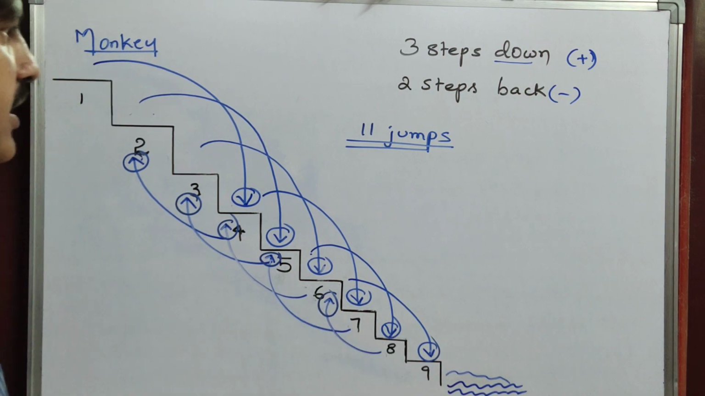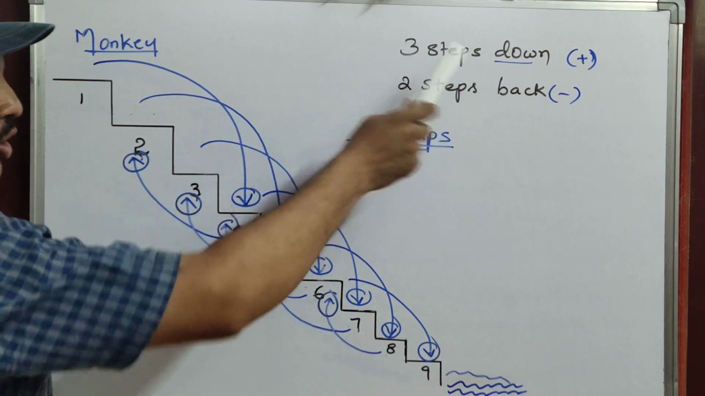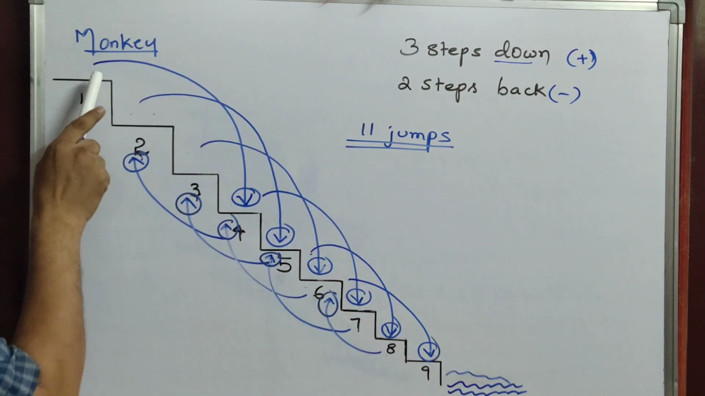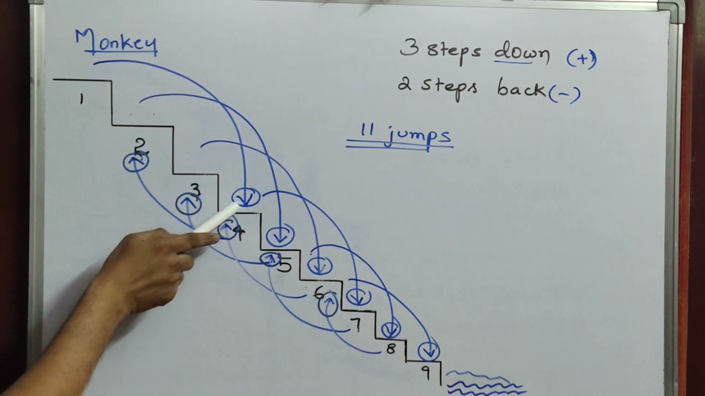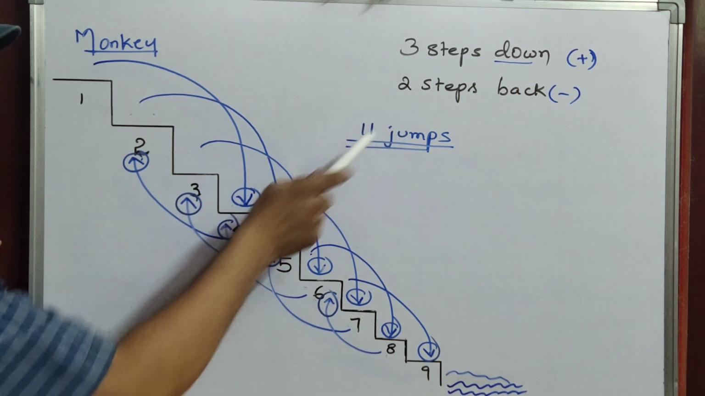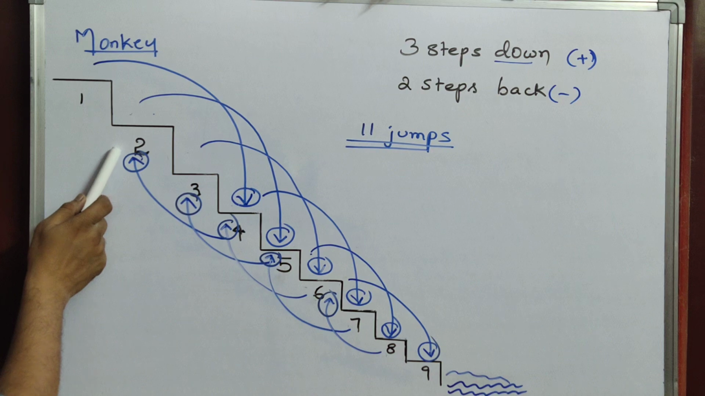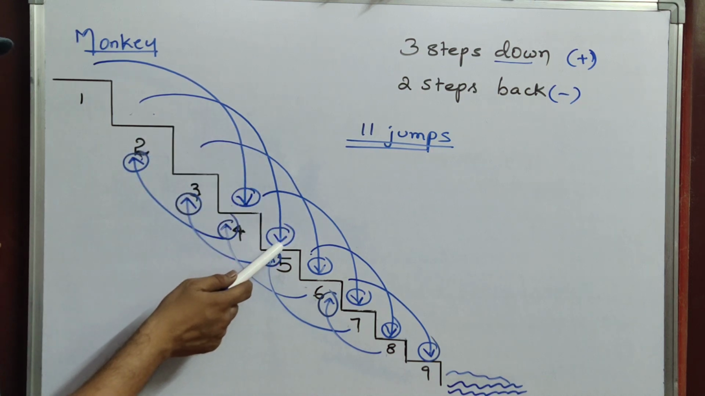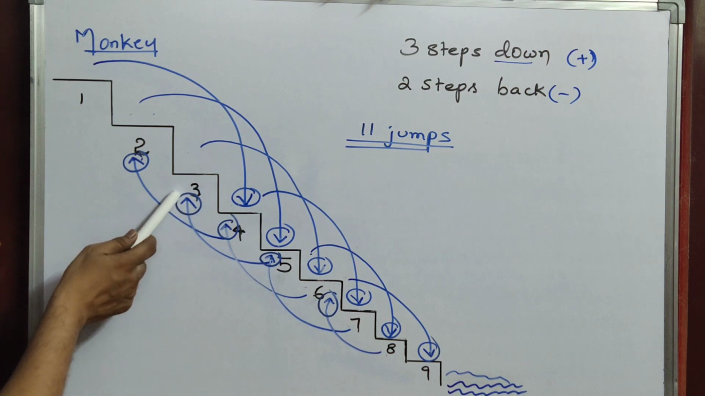Okay. So see here now. Where 3 steps down, I am asking you to take as positive, meaning it is coming down. So from 1, 3 steps means 4. Now again from 4, what happened? 2 steps back. So 4 minus 2, 2. Again from 2, 3 steps. So 2 plus 3, 5. And again 5 minus 3, 2.